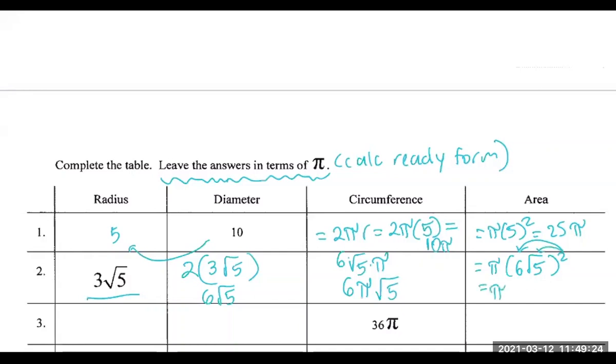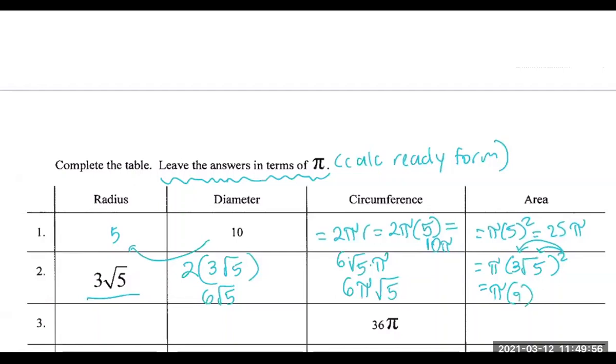So we have pi, and then 6 squared is, oh my goodness, do you guys notice I made a mistake? What's my mistake? You put the diameter instead of radius. Yeah, I put the diameter instead of the radius. Thank you. So 3 radical 5 is supposed to go in there, not 6 rad 5. 6 rad 5 is the diameter. So when we square, we want to square the 3, which is 9.